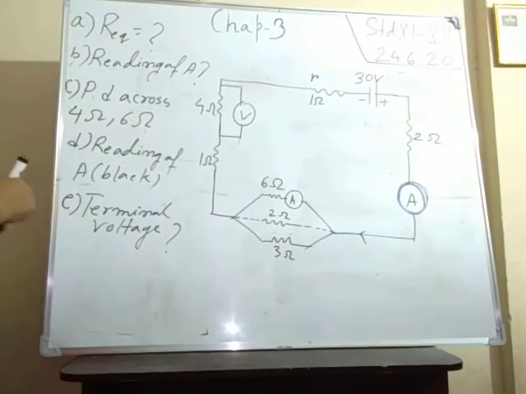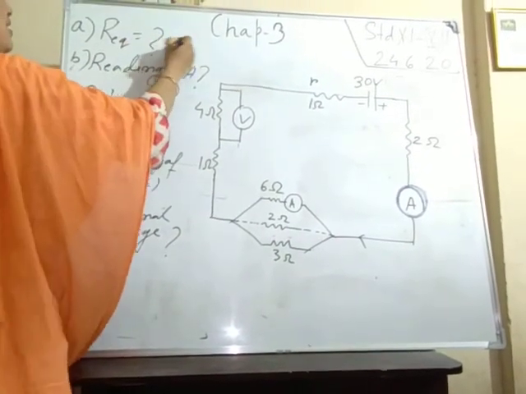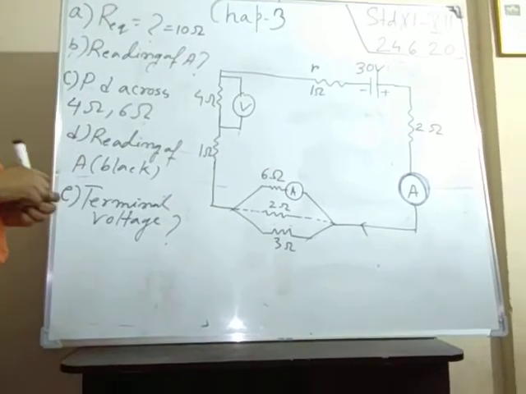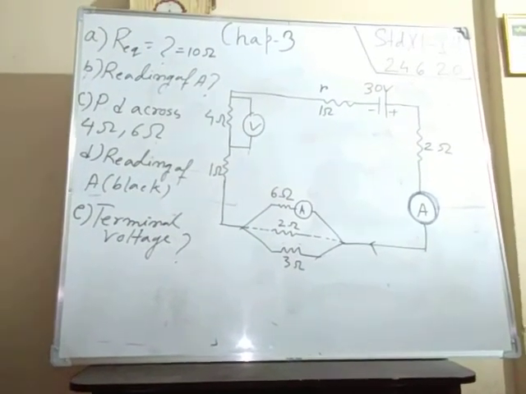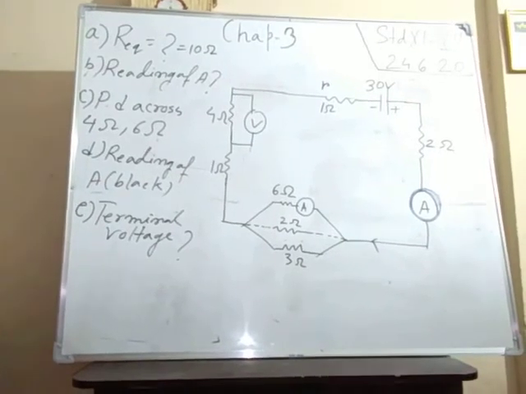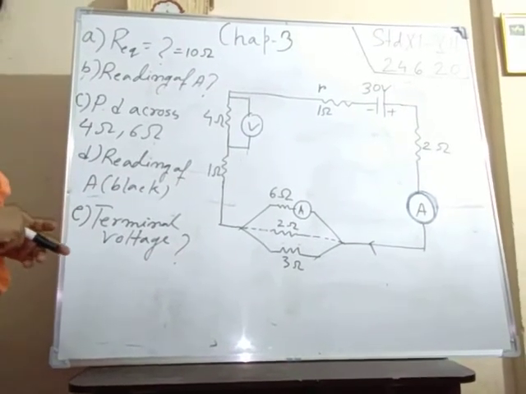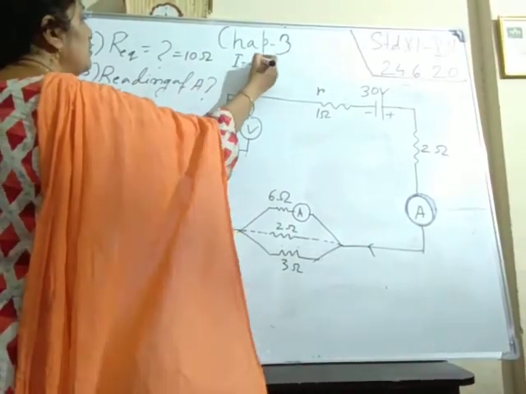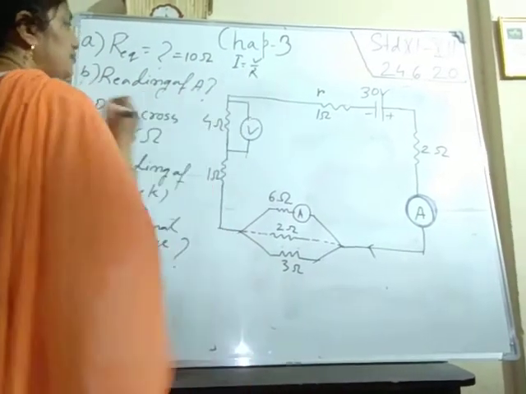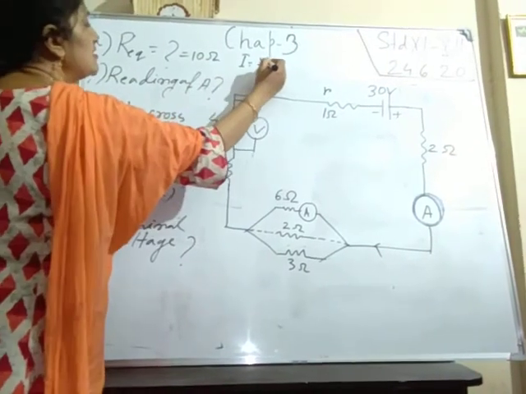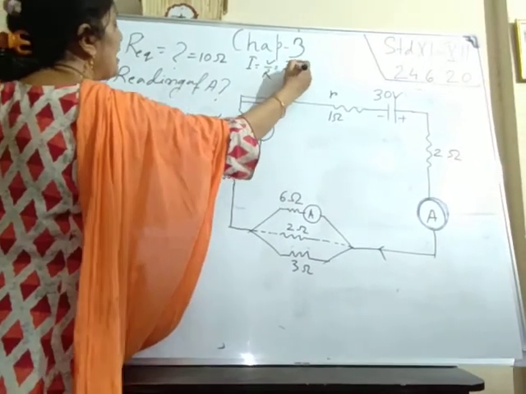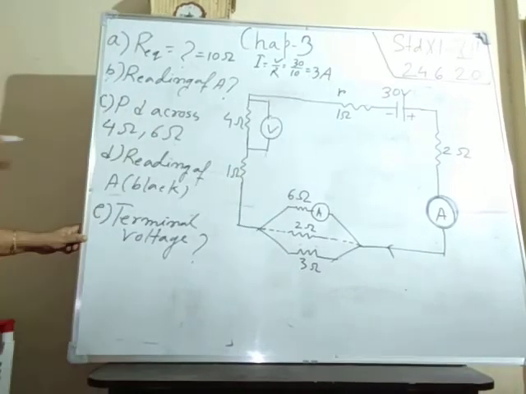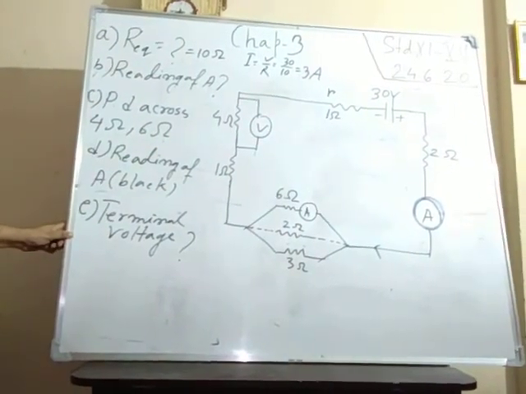So the equivalent resistance of the circuit is what? 10 ohm. So if the equivalent resistance is 10 ohm, then the main current of the circuit will be what? You know, V equal to IR. So I equal to V by R, isn't it? That means 30 by 10, that is equal to 3 ampere. So the main current of the circuit is 3 ampere.